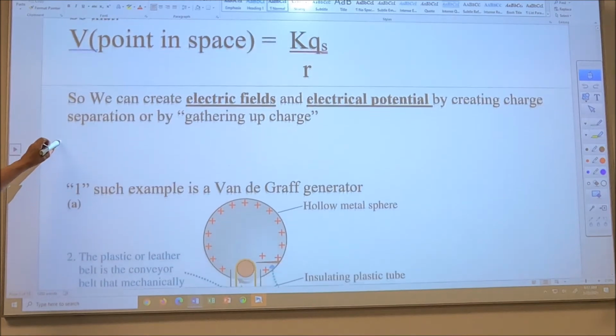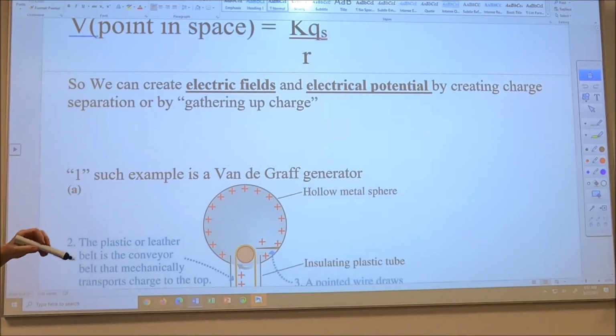So, we create electric fields and electrical potentials by creating charge separation or by gathering charge up into a point charge. Okay?